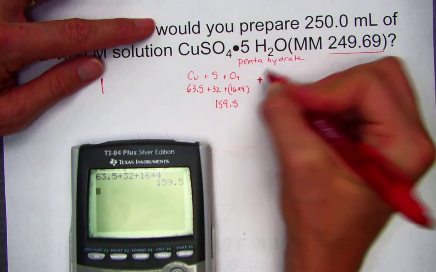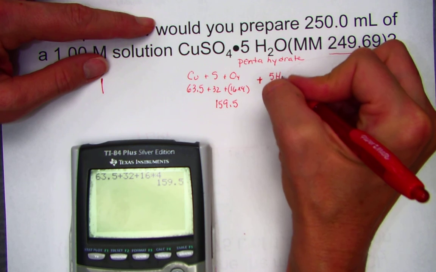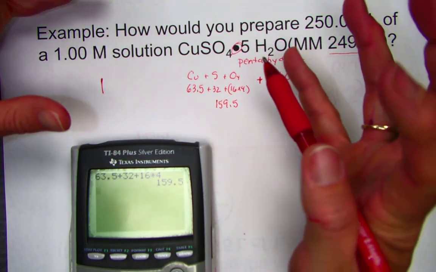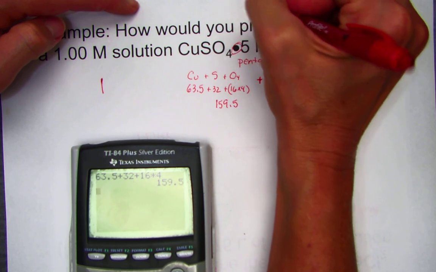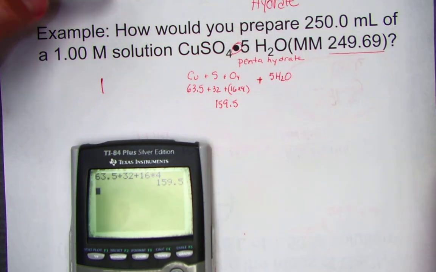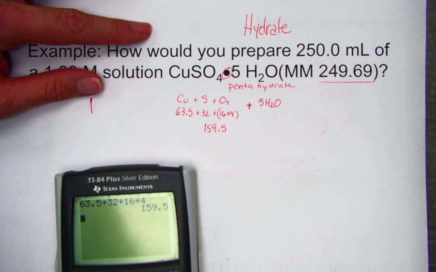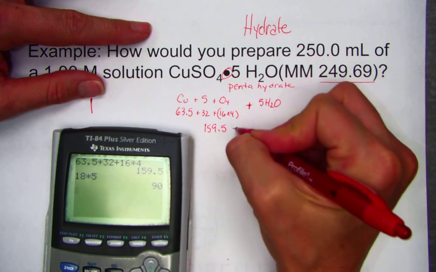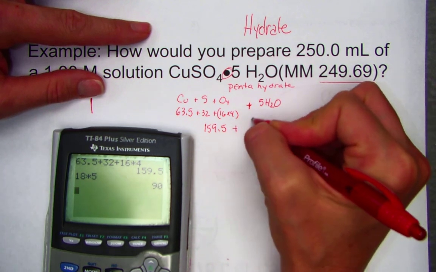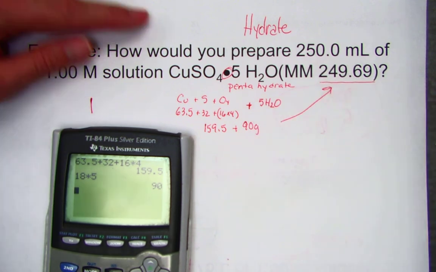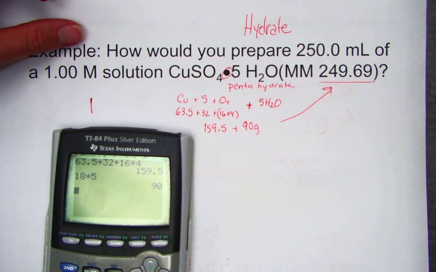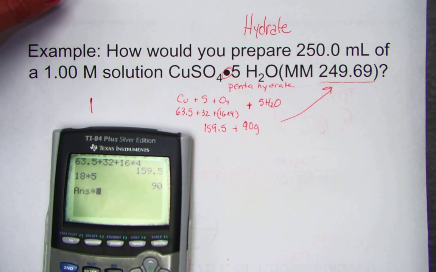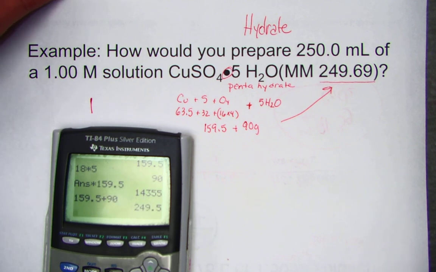But in addition to that weight, we have 5 water molecules. That little dot means attached to it as part of its structure. We called that a hydrated crystal. We actually did an experiment with that very idea last class together. So water has a molar mass of 18, but there's 5 of them, giving me an additional 90 grams. And that's where the 249.69 comes from. Taking the 90 and adding the 159.5, 159.5 plus 90 gives us this molar mass of the hydrate.